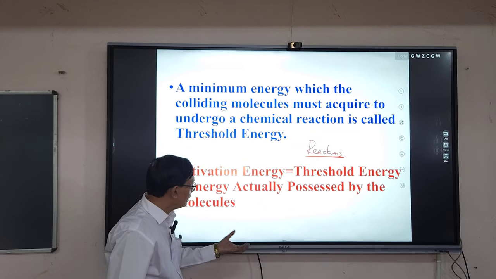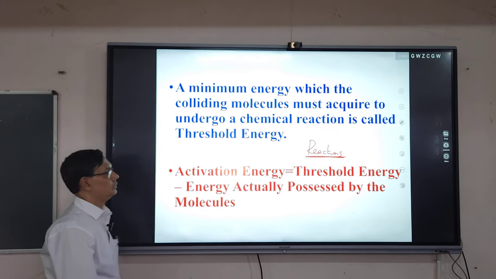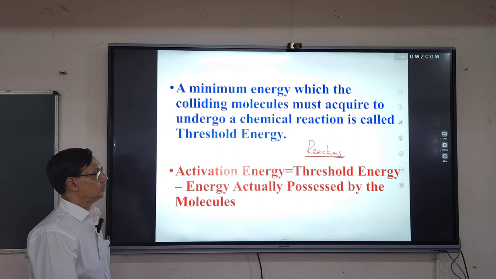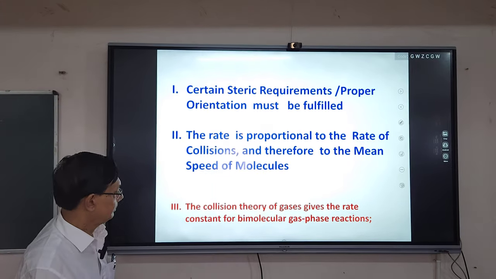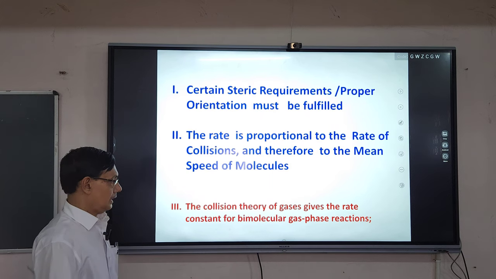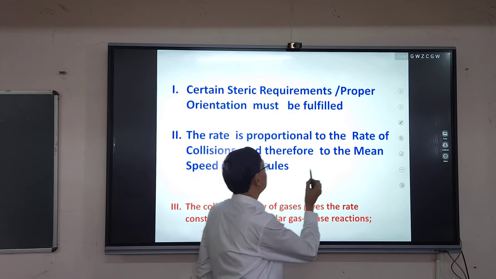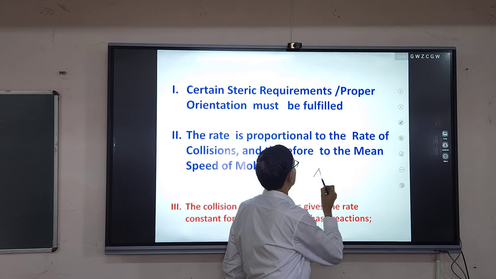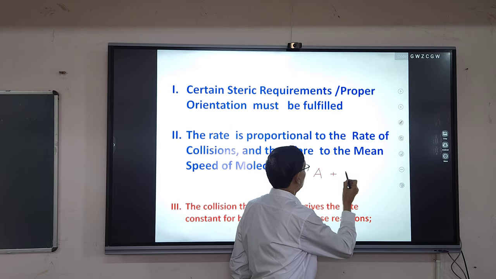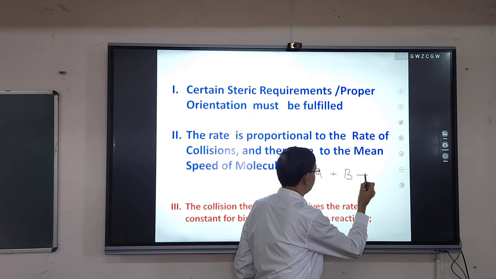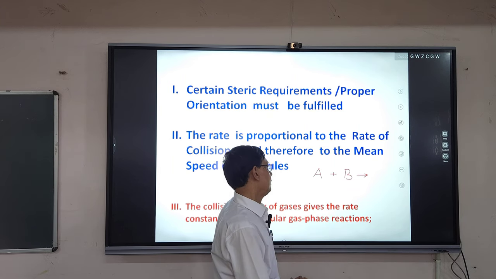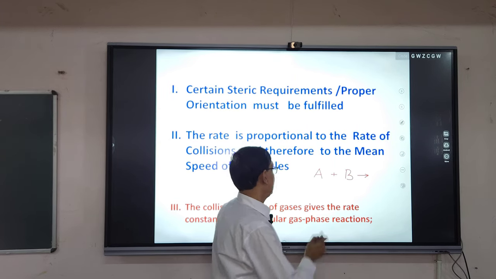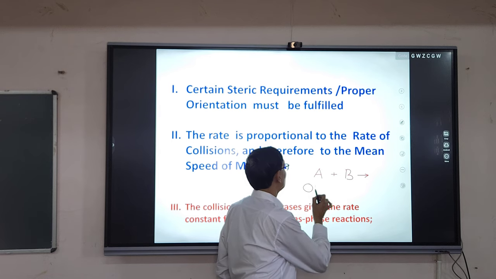Minus energy actually possesses by that molecules. So how do I derive all these things? And not only collisions are responsible. Suppose A collides with B. Yes, collision is responsible, but a certain orientation is also required.